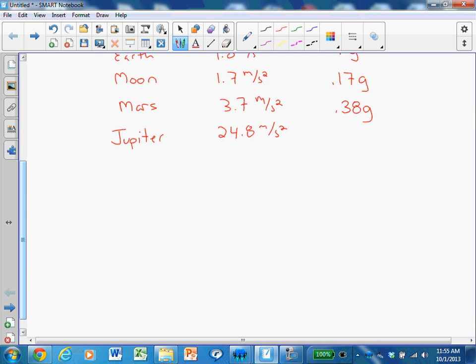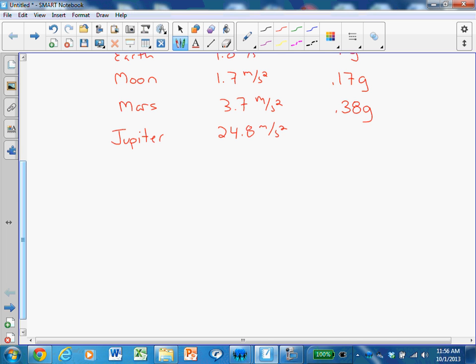So that means on Jupiter, you drop something off of a building. If you could get a building to Jupiter, and it's falling, it would increase its speed 24.8 meters per second every second as it falls. So that's about 25. So you can imagine as it falls, after the first second, it would be going 25 meters per second. After the next second, it would be going 50 meters per second, etc.